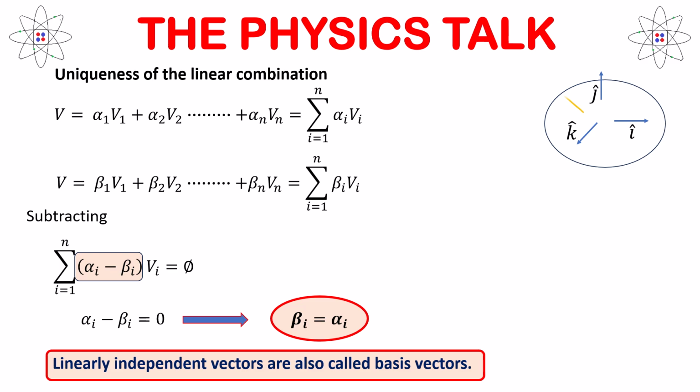Take v as an arbitrary vector. As per the theorem that we just discussed and proved, this v can be written as a linear combination of these i, j, and k, which are the basis vectors for a three-dimensional space. Alpha 1, alpha 2 and alpha 3 are scalars that are called components of V in three dimensions.